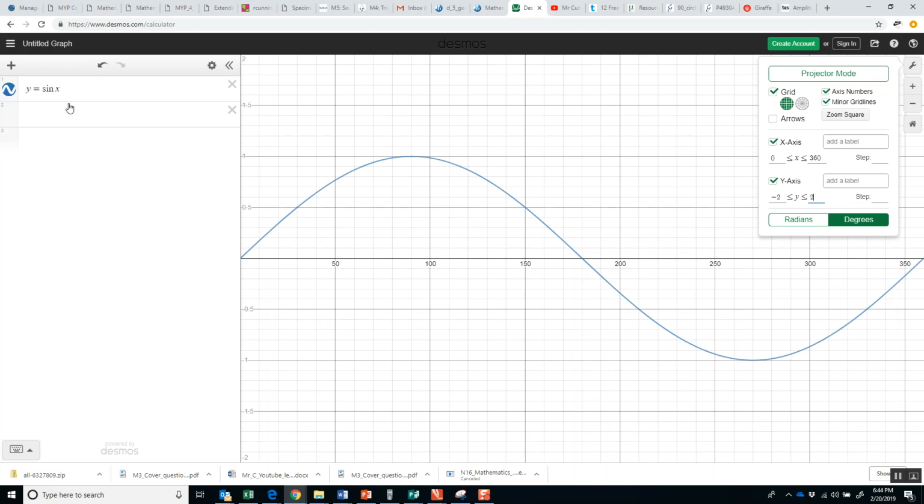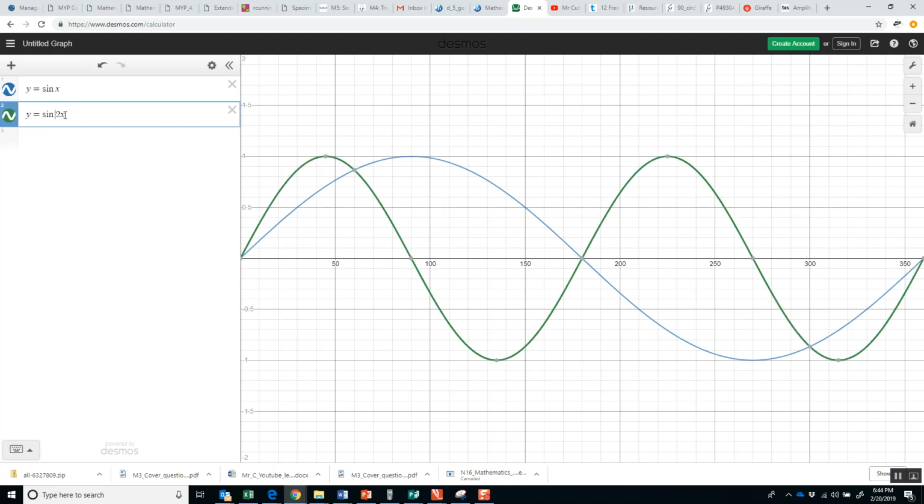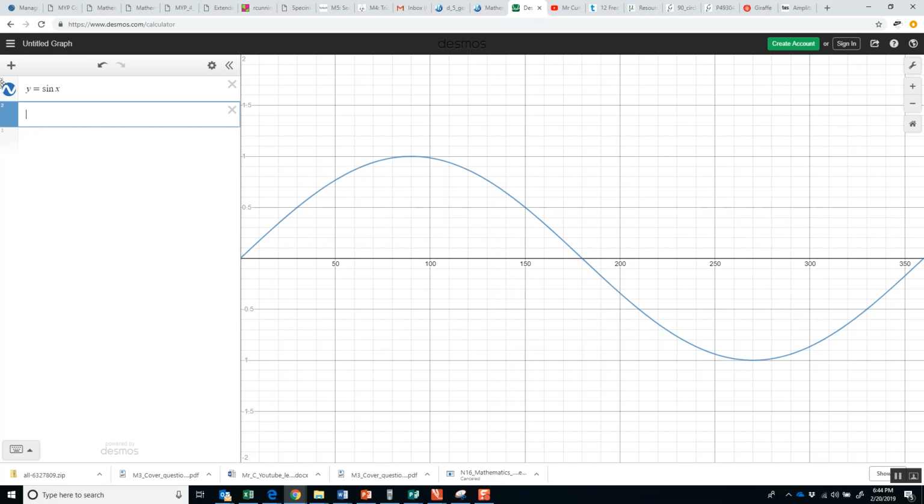And we want to figure out what happens if we have, let's say, sine of 2x. But again, draw it first, and then check it on Desmos after.